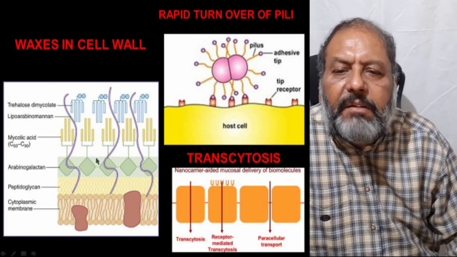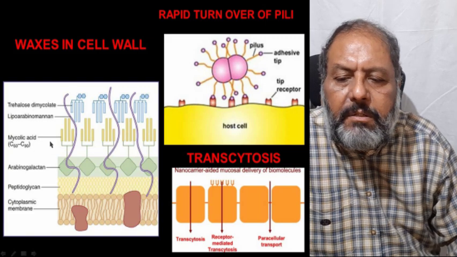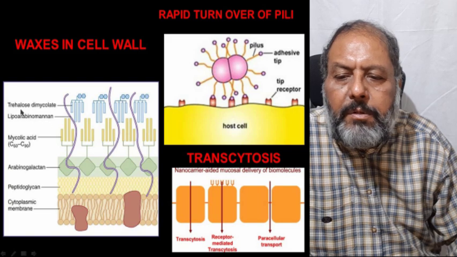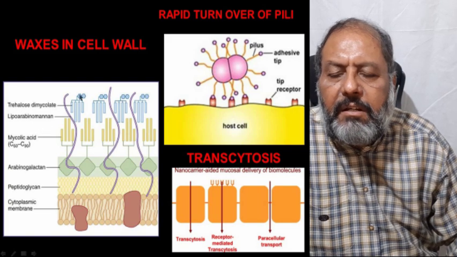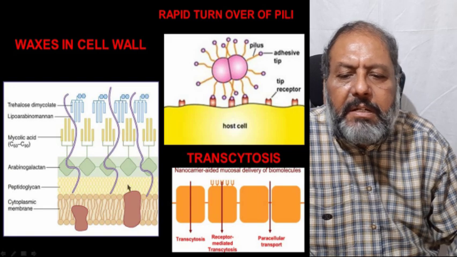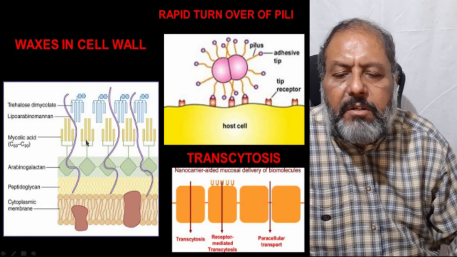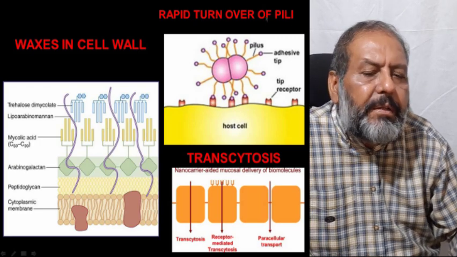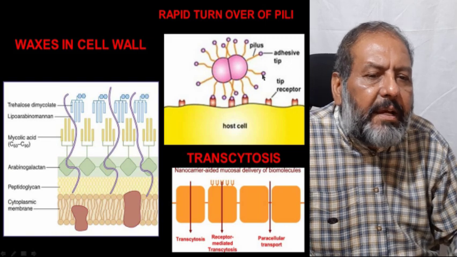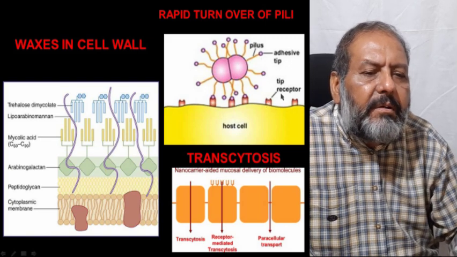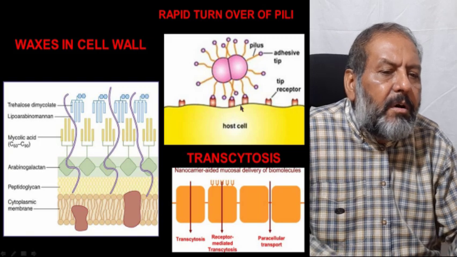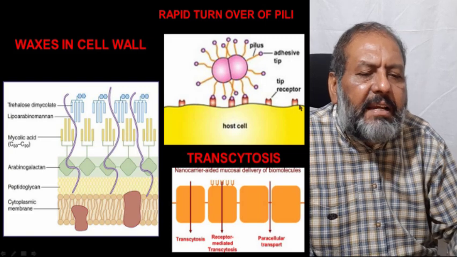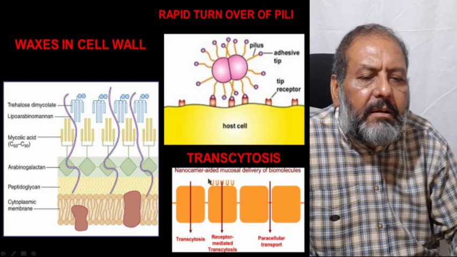Here one can see the waxes in the cell wall of Mycobacterium tuberculosis. Due to mycolic acid and lipoarabinomannan and the other waxes, the bacteria are not able to be engulfed by the macrophages and neutrophils. And here the rapid turnover of the pili just moves on and puts their tips on the receptors, and so they move on the host cell, and ultimately they can enter by transcytosis.